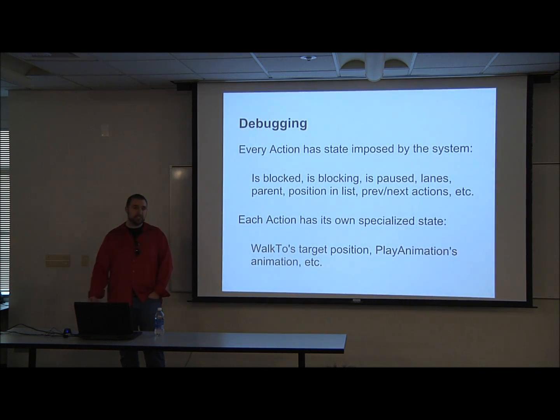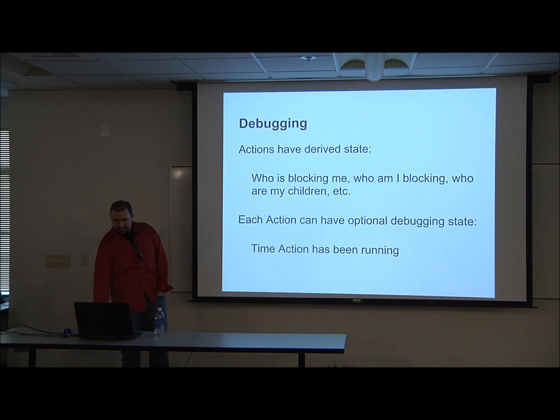Then you also have the specialized state built into each action. For example, walk to knows what its target position is when you're moving. There's also derived state. So if you've got an action list and an action is blocked, someone is blocking it. That's not necessarily implicit in the data itself, but you can certainly look at the data structure and derive that information. If an action's been blocked, you just go up the list, find out which guy is blocking before it, same lane, and now you know who's blocking it.